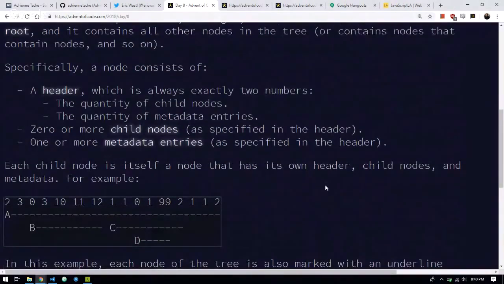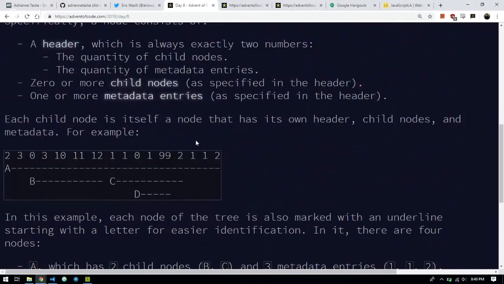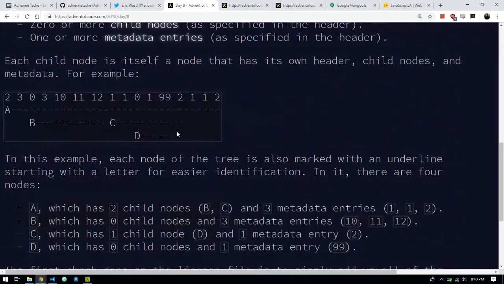Specifically, a node consists of a header. Does this sound familiar? Which is always exactly 2 numbers: the quantity of child nodes, and the quantity of metadata entries. 0 or more child nodes are specified in the header, 1 or more metadata entries. And they give you a nice visual example of what they mean for that.